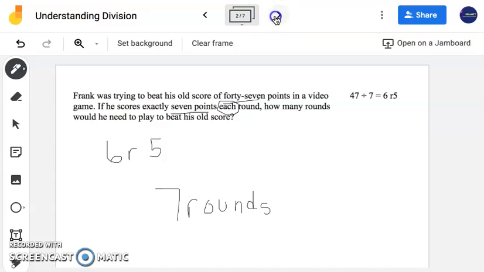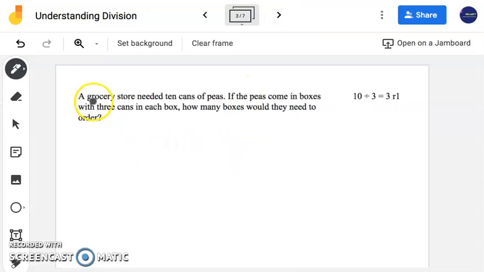In this problem here, it says a grocery store needed 10 cans of peas. If the peas come in boxes with 3 cans in each box, keyword for division, how many boxes would they need to order? So again, the question here is saying how many boxes would they need to order? Now, they're able to fit 3 cans in each box, but there's still going to be one more left over. And you can't forget about that can. You still need that for this problem.